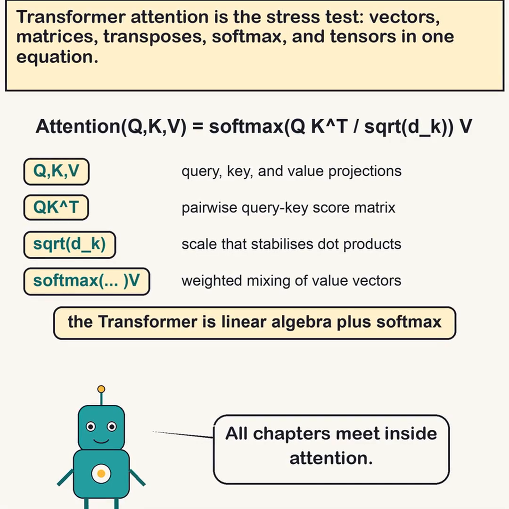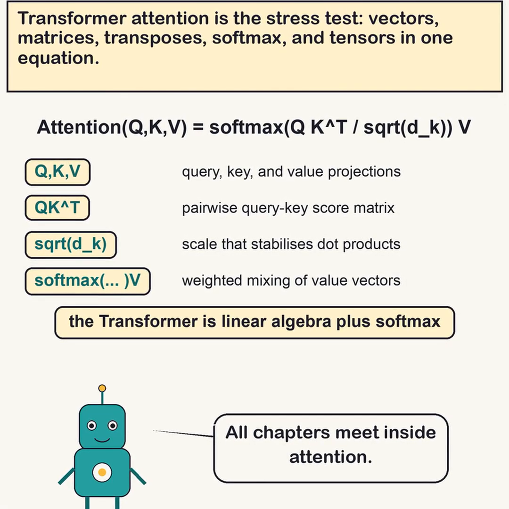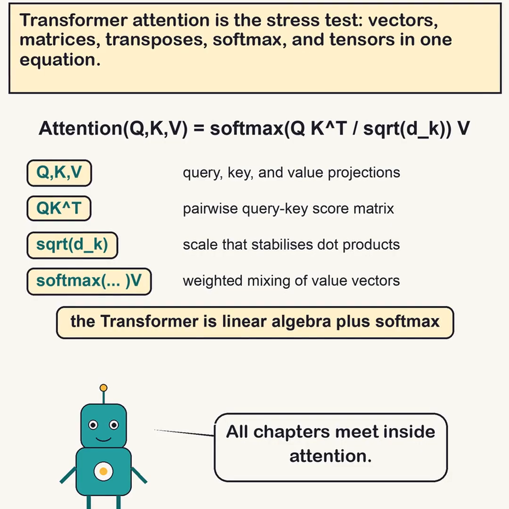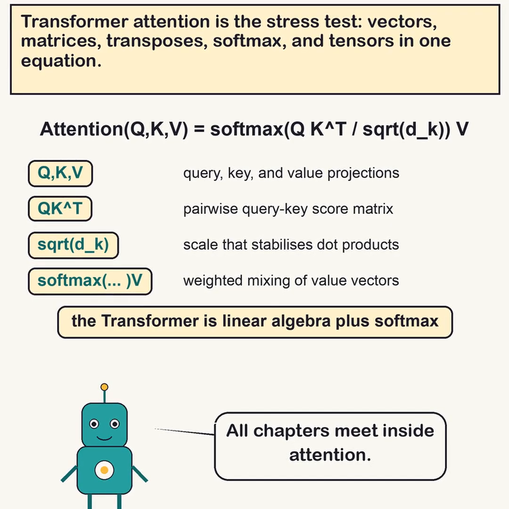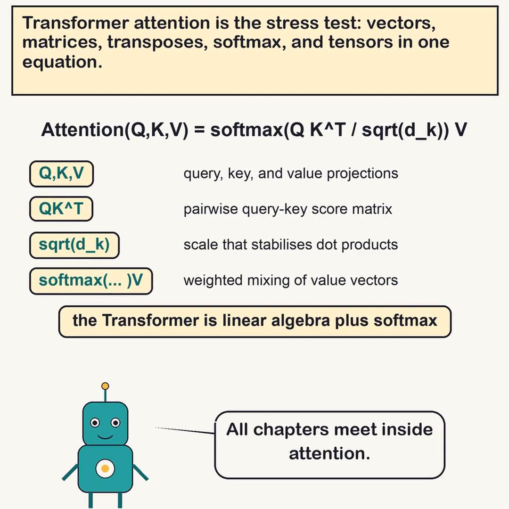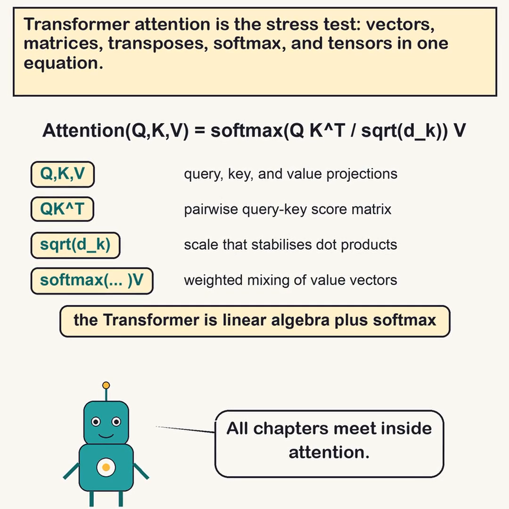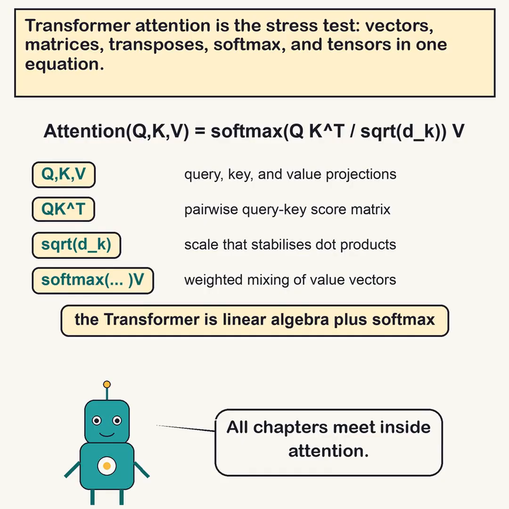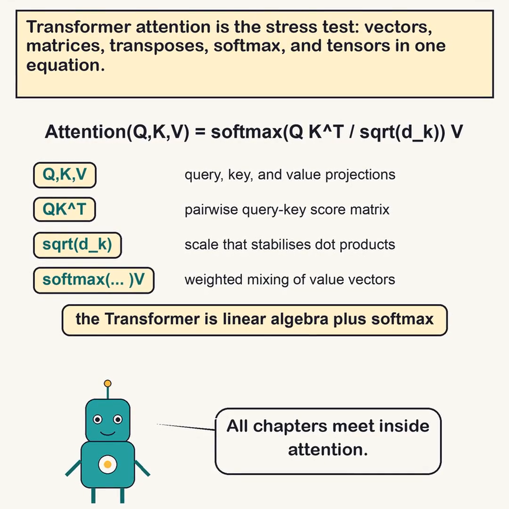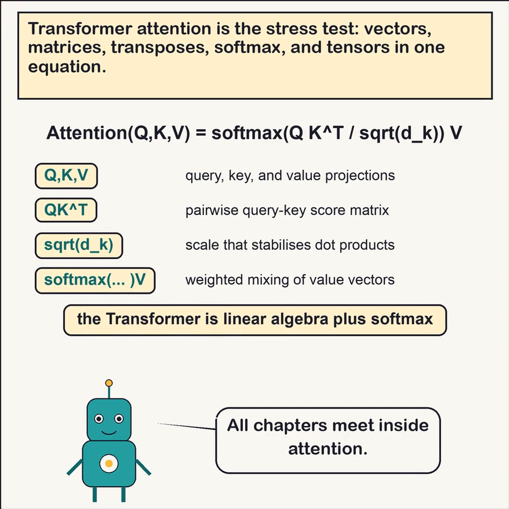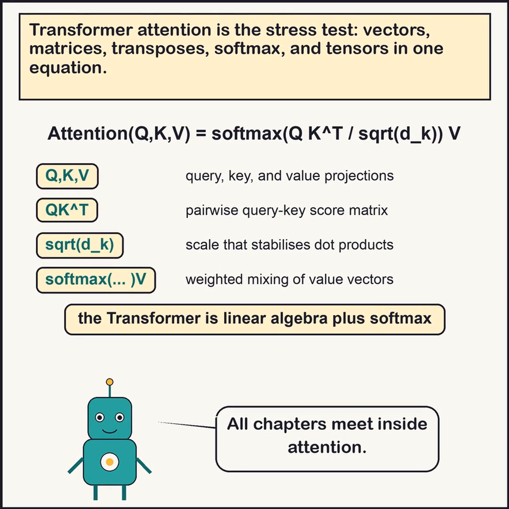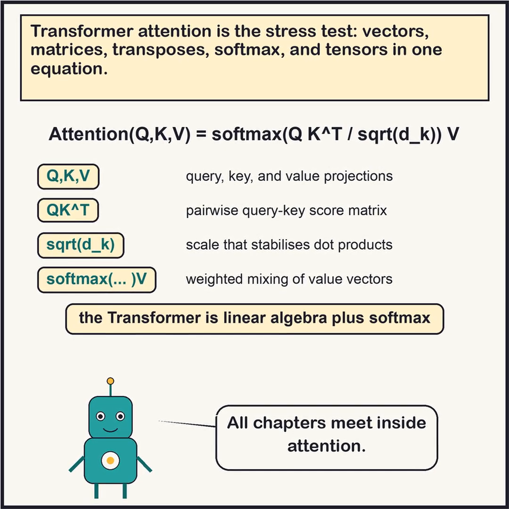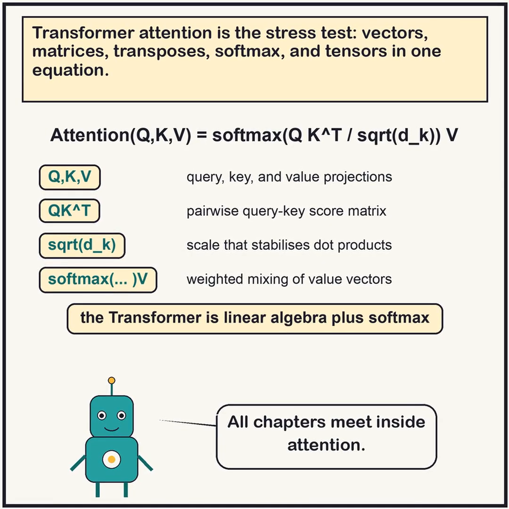The transformer attention equation combines the whole journey. Q, K, and V are learned projections. QK transpose builds pairwise scores. Scaling stabilizes them. Softmax normalizes them, and multiplication by V mixes value vectors. Real-world analogy: attention is like a meeting room where each word asks every other word who matters most before passing notes onward.